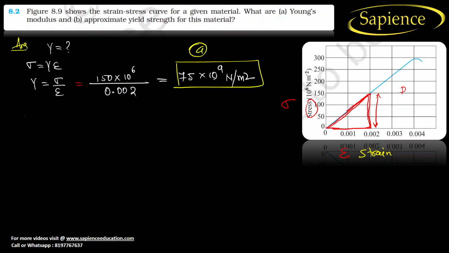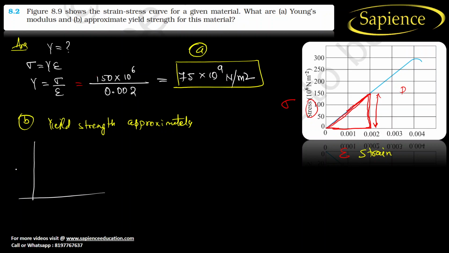Okay, now part B. What do they ask? Approximately the yield strength. We want the yield strength approximately. Before that, you should know what a stress strain curve is and what yield strength is. So let us consider this is a stress strain curve, and there is a graph between these two for any material.